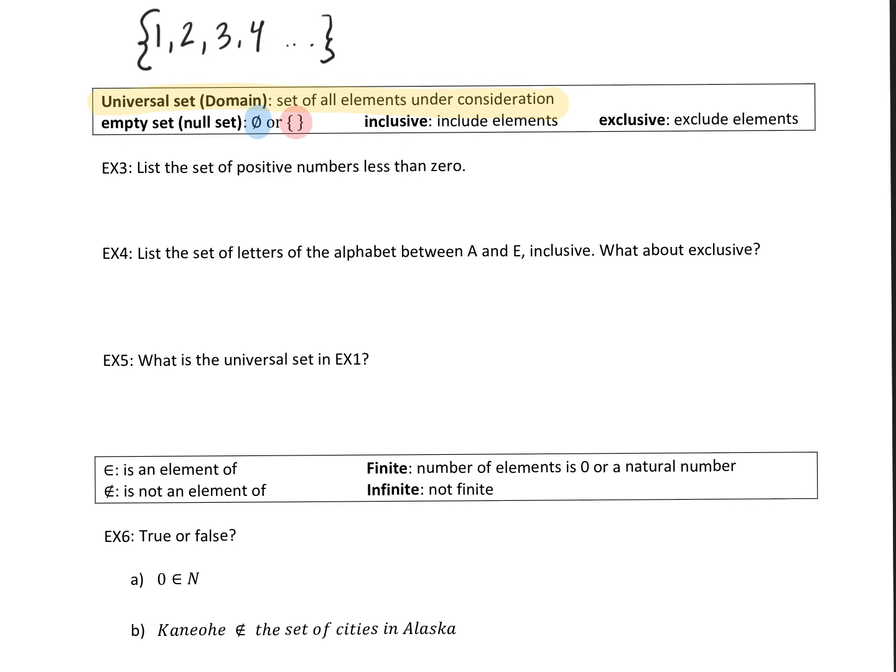All right, example 3, list the set of positive numbers less than 0. Let's think about that. On the number line, we have 0, and then we would have 1, 2, and so on, -1, -2, and so on in this direction. So numbers greater than 0 would be these, and then numbers less than 0 would be these. So we want a number that's positive, but somehow less than 0. Does that make sense? It doesn't. No numbers exist like that, so that would be considered the empty set. There's nothing inside of it. So we could either use the empty braces, or we could answer with empty set.